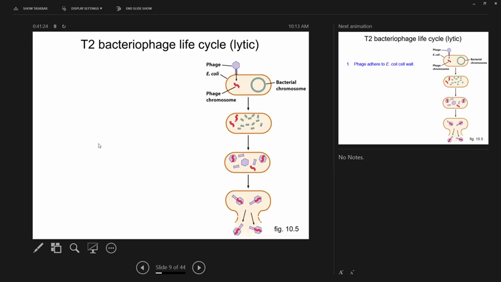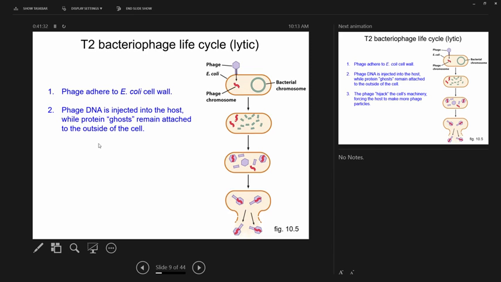It contains DNA inside of it. It infects bacteria. The phage goes onto the outside of the cell, and the DNA is injected in sort of like a syringe. Then on the cell surface, these protein ghosts remain attached. They're called ghosts because they don't have the DNA anymore. Their soul, so to speak, has gone into the cell.